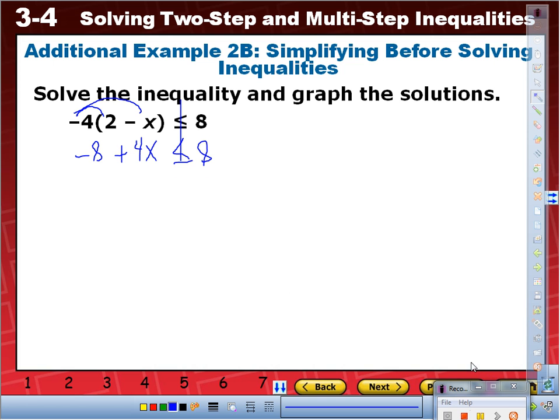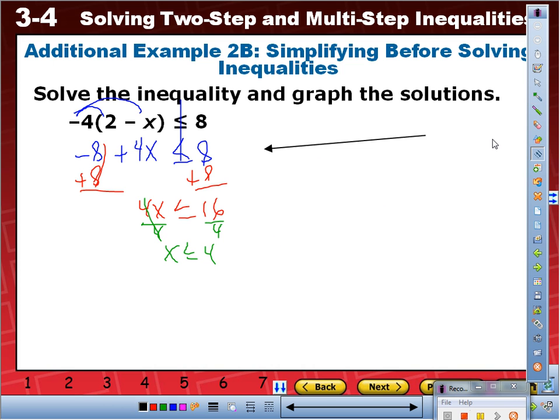Finish it off, see what you get from there. Go. All right, here we go. To get rid of this negative 8, I add 8 to each side. This becomes 4x less than or equal to 16. Hence, if you did that step, okay? From there, we divide by 4, divide by 4. X is less than or equal to 4.